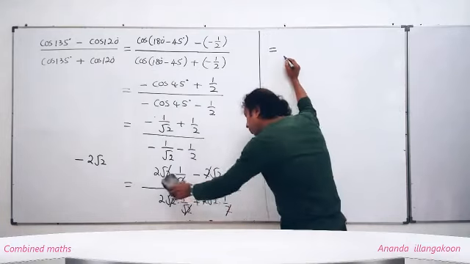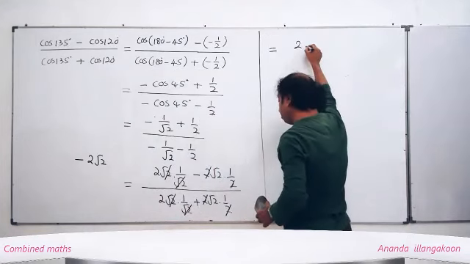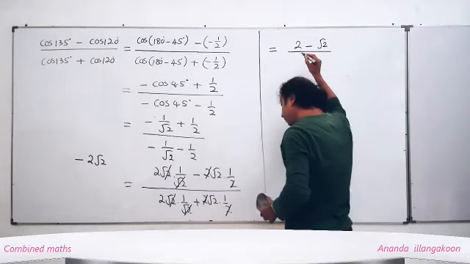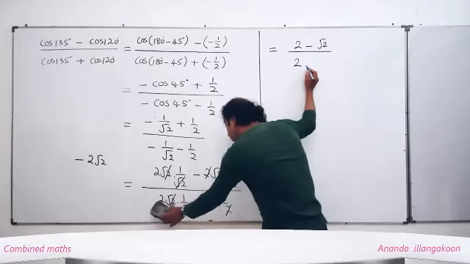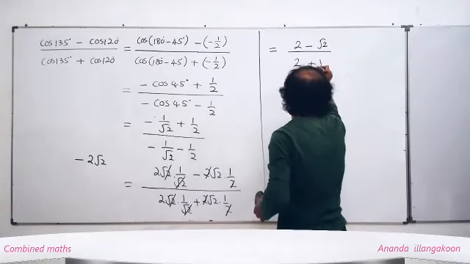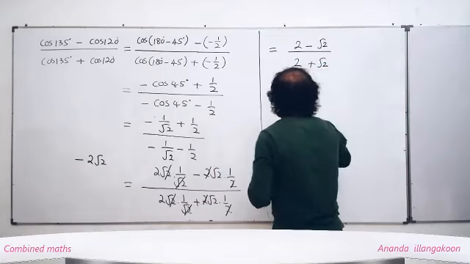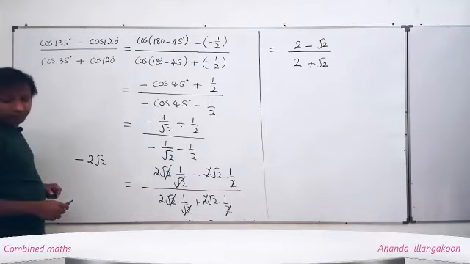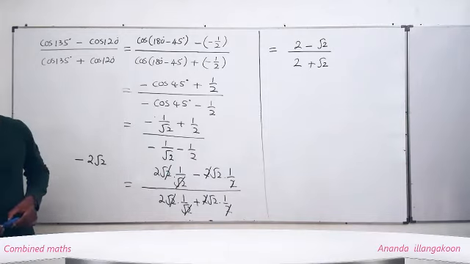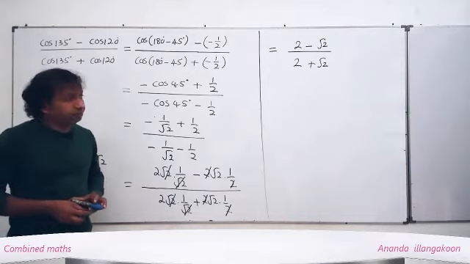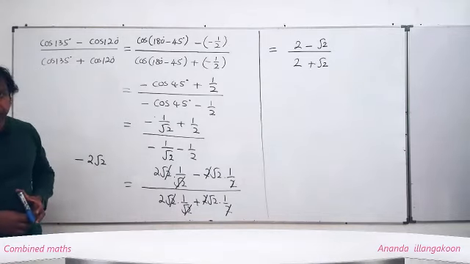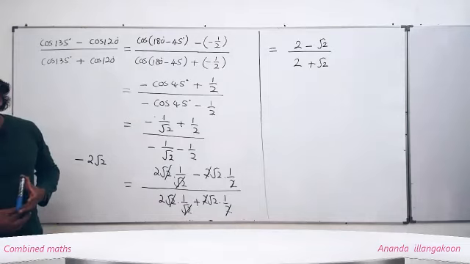Right. Okay. Then what do you get here? 2, no? 2 minus root 2, divided by here, 2 into 1 is 2 plus root 2. This is what we get, people. But this is not the answer asked for. In the answer, people, we don't have a denominator. The denominator in the answer is 1.